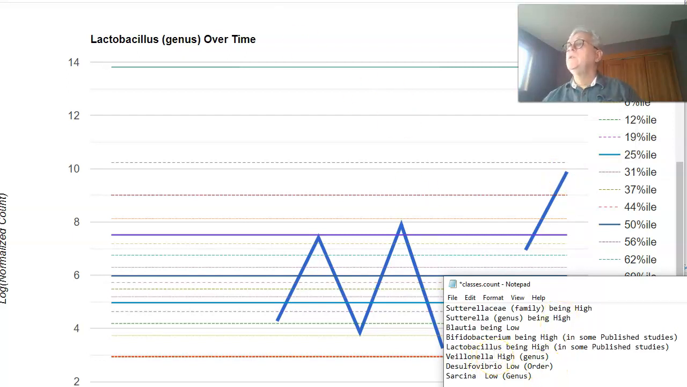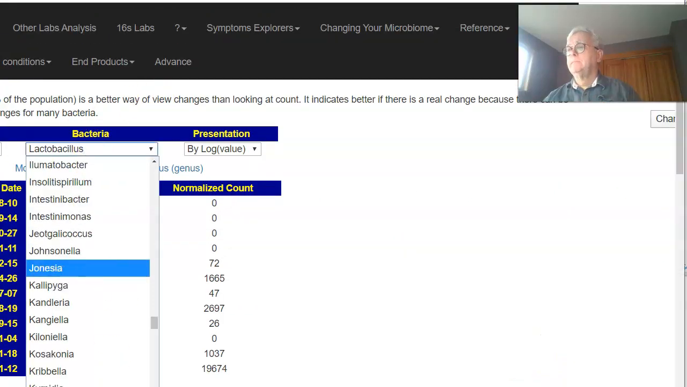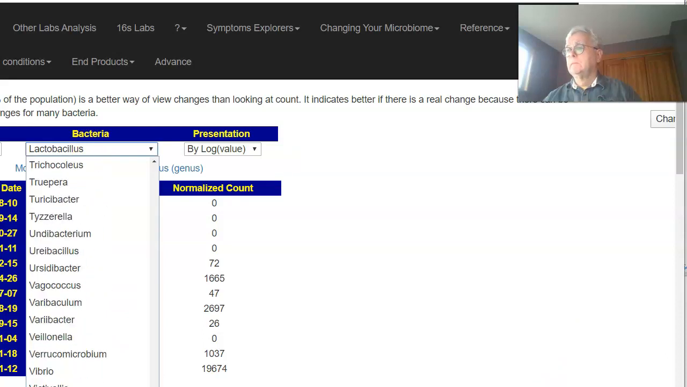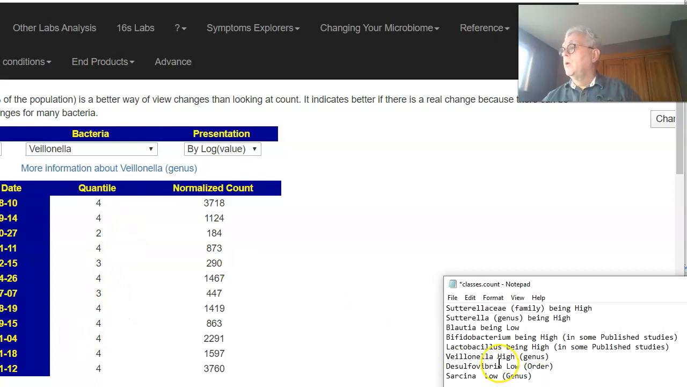Veillonella is the next one, which is again a genus. And we have the reported characteristic being high, and we notice 4, 4, 3, 4, 4, 3, 4, 4, 4, 1, 2 in there, which means for 12 samples, this child was high for 11 of the 12 samples, so it's a match.